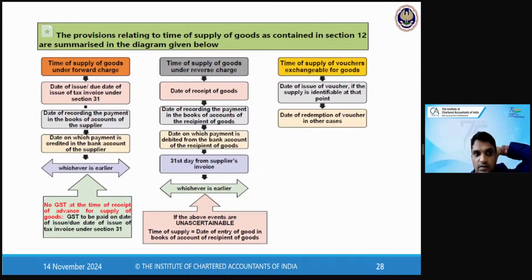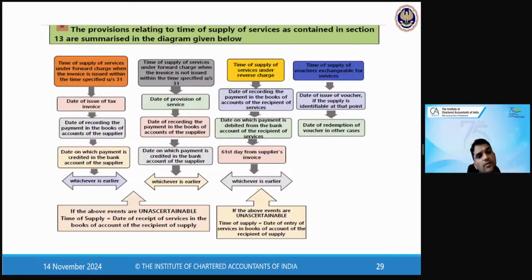Next thing we learned is relating to time of supply of services. It is the date of issue of invoice or date of recording payment in the books of supplier, or date on which payment is credited to the bank, whichever is earlier. Here it is all there, no exception.